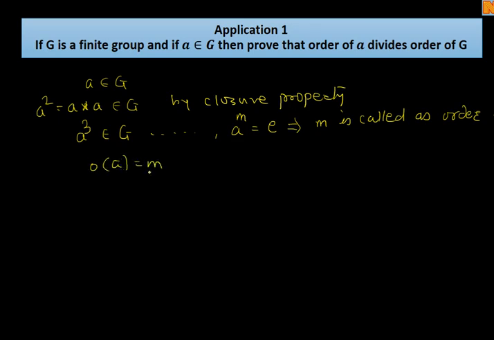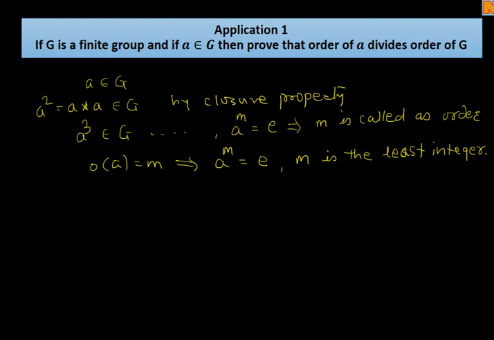So order of A is equal to m, it means what? A raised to m is equal to e, and note that this m is the least integer, the smallest integer. You have to remember this is the smallest integer which will give A to the power m equal to e. So this is something about the order of an element, right?